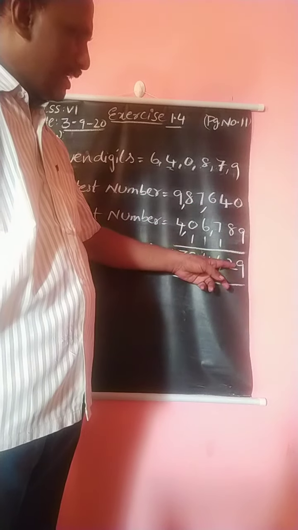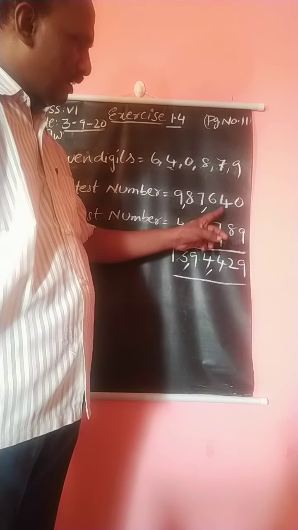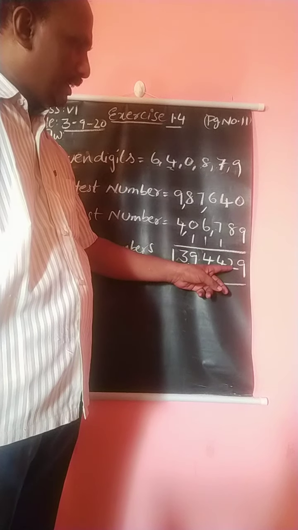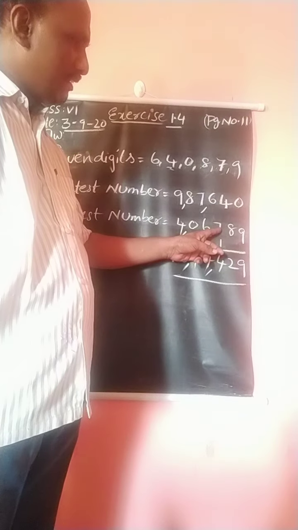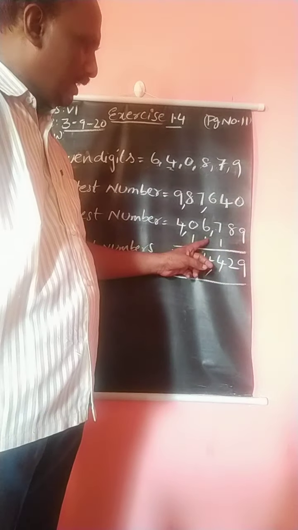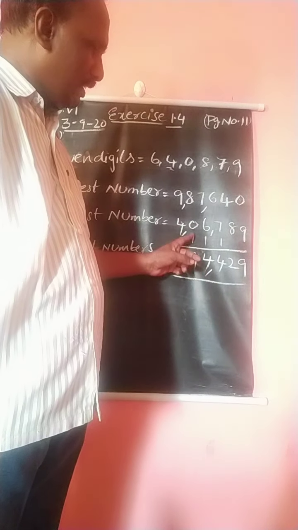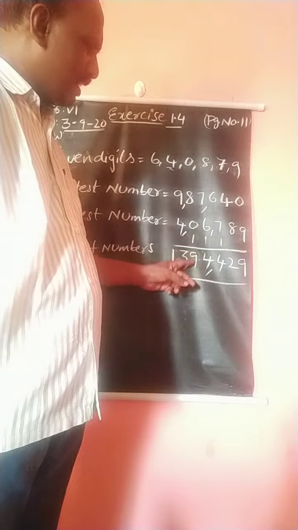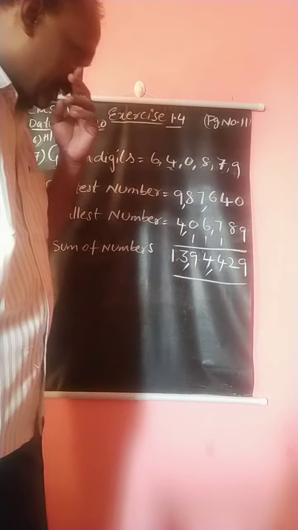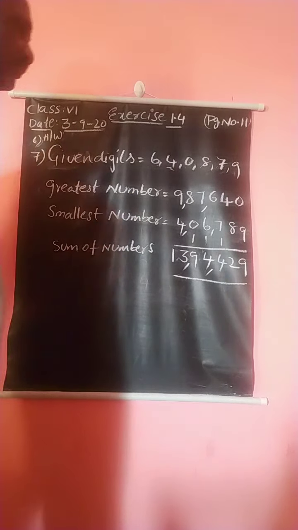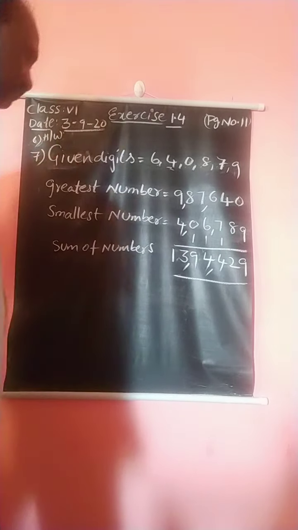Once again I can see there. 0 plus 9, 9. 4 plus 8, 12. 1 I carry and 2 here. And 6 plus 7, 13 plus 1, 14. 1 I again carry. And again 7 plus 6, 13 plus 1, 14. Yes. 8 plus 1, 9. 9 plus 4, 13. 13 lakhs 94,429 by adding those two numbers.